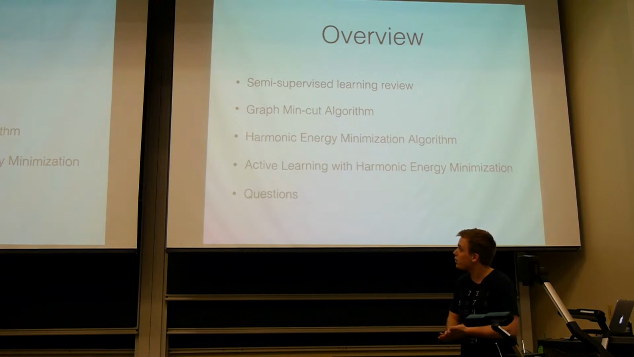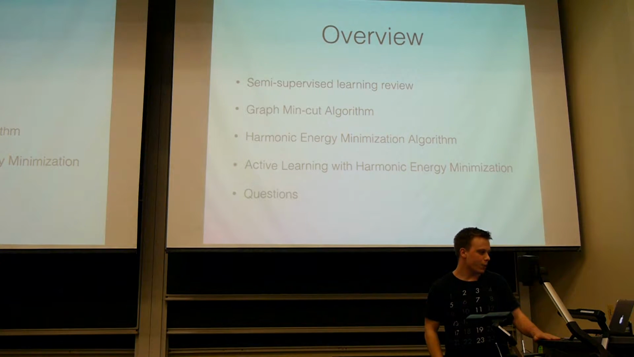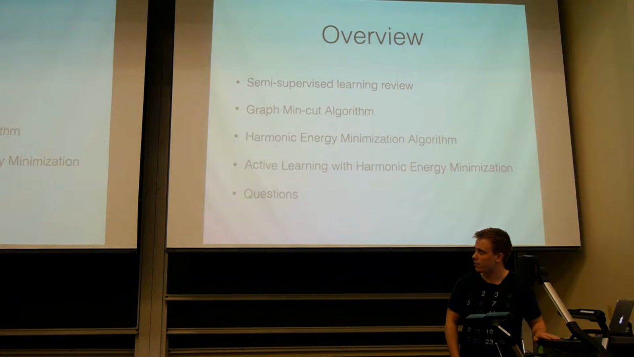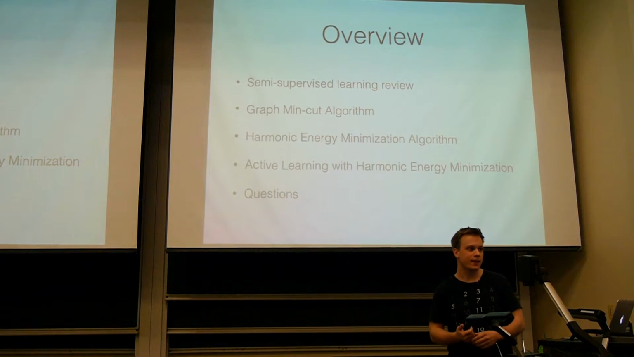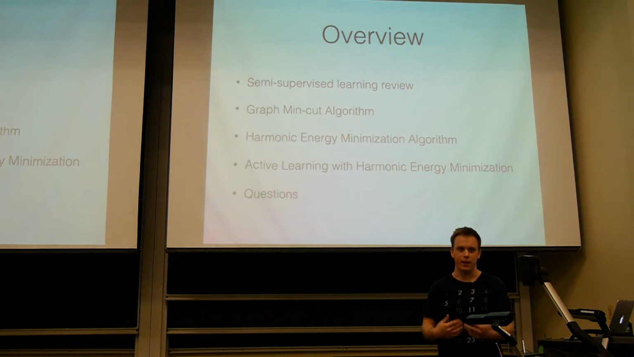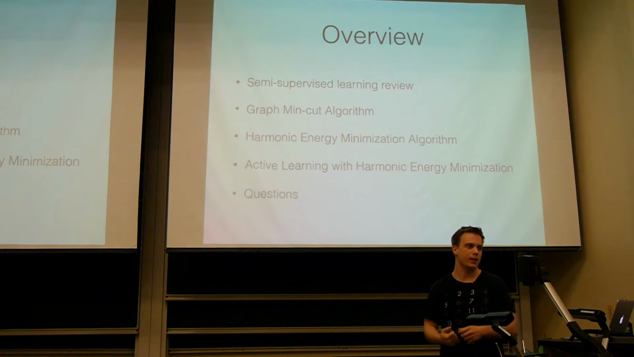We're going to start by just reviewing what semi-supervised learning is and when we expect it to help us. And then we're going to talk about these two algorithms. One is called graph min-cut, and the other is called harmonic energy minimization. Both names sound kind of intense, but the intuitive ideas behind the algorithms are really simple.